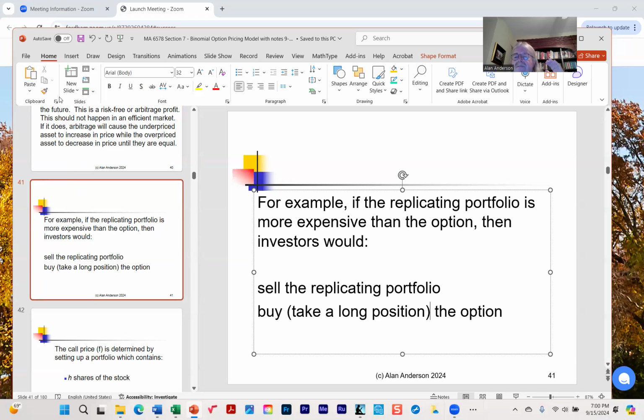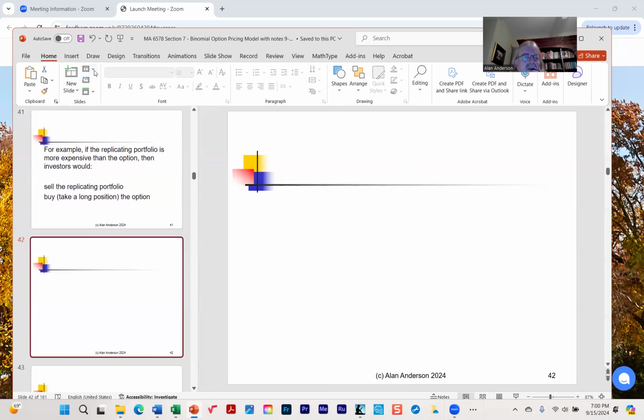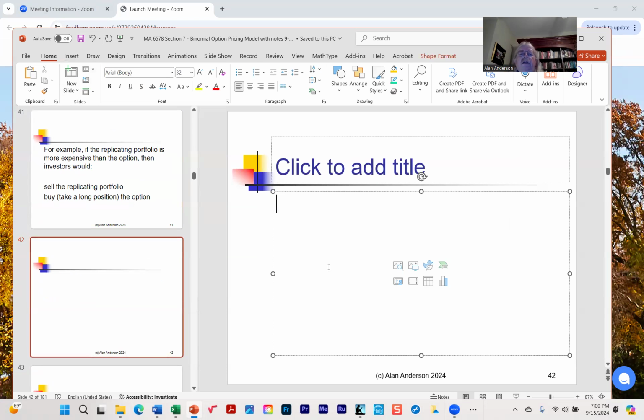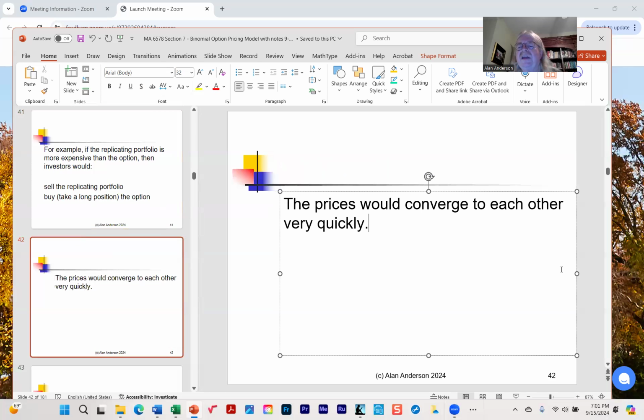And then, of course, the same thing would happen. In other words, now the portfolio, because it's overvalued, the price would fall. And then because the option is undervalued, the price would rise. And very quickly, the two would equal each other. Okay, so the prices would converge to each other very quickly. So again, you rarely see this in the real world anymore, or at least not for periods of time that are observable by human beings. Not that it's impossible, but it's so unusual. It would mean that somebody made a terrible mistake, or somebody's computers weren't working that day, or something had to be wrong.